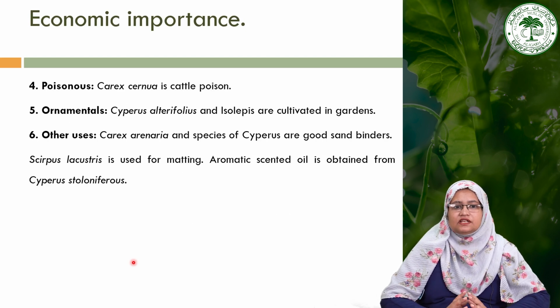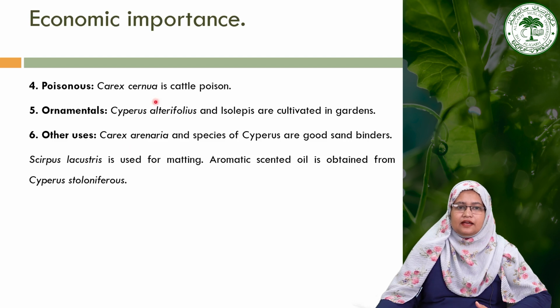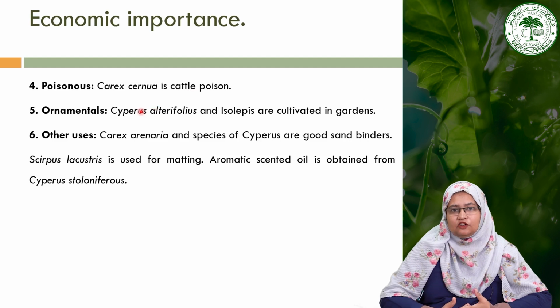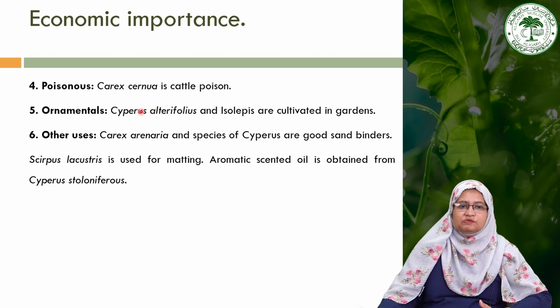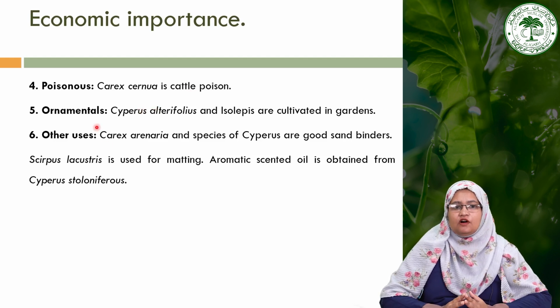Now moving towards another economic importance of this family: Carex sarnuva is a cattle poison. So besides its economic importance, some plants are also poisonous like Carex sarnuva. And now next moving towards the ornamentals. Many species are grown as ornamental plants, like Cyperus alternifolius and Isolepis, which are cultivated in gardens as ornamental plants.